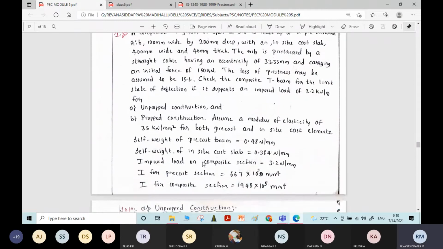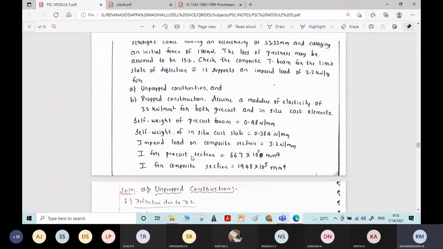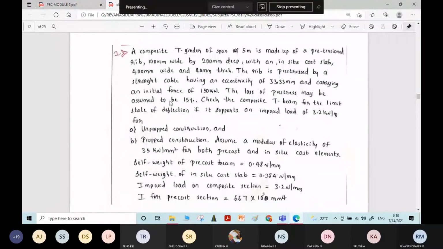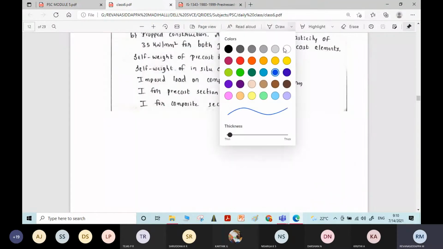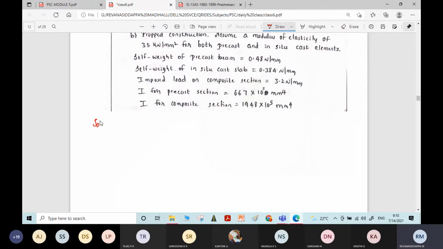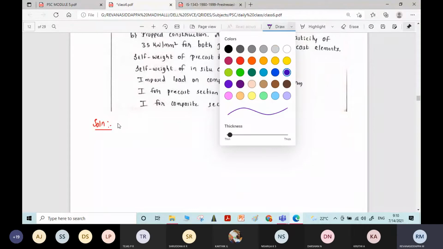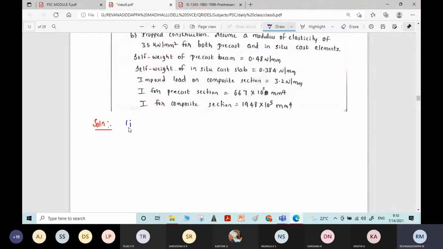Now we will take the first case, improper construction. The procedure, as I said, is similar to that of the deflection problems on the normal PSC beam. Case 1, improper construction. For improper construction, first we will find the deflection.